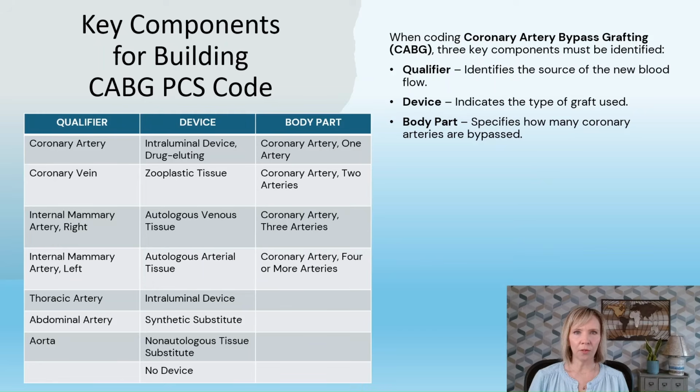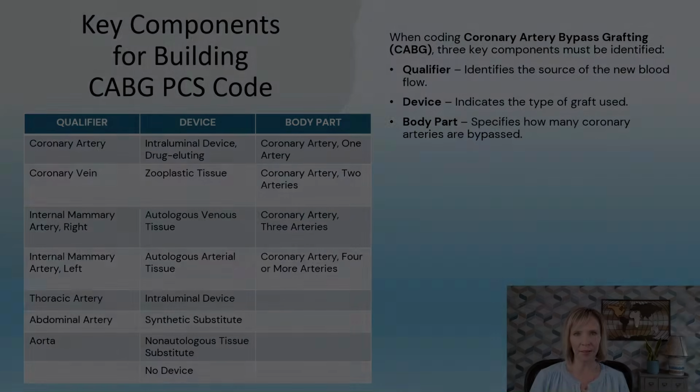When you're coding for a coronary artery bypass grafting procedure, there are three main things that you'll need to identify. You will need to identify where the new blood is coming from, which will determine the qualifier, what type of graft is used to carry the blood, which will identify the device character, and how many coronary arteries are receiving the rerouted blood, which will determine the body part character.